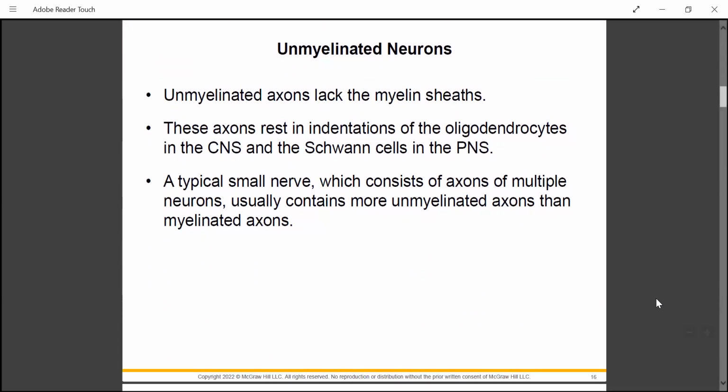So we do have some unmyelinated neurons, and they more rest in a tunnel of our oligodendrocytes or Schwann cells rather than being completely wrapped and insulated. And it's typically going to be a relatively small nerve.